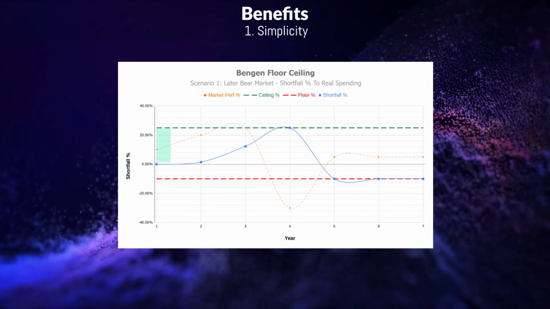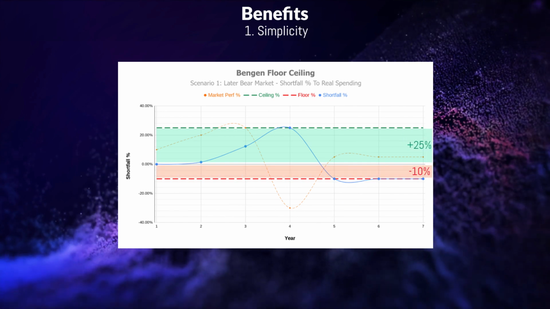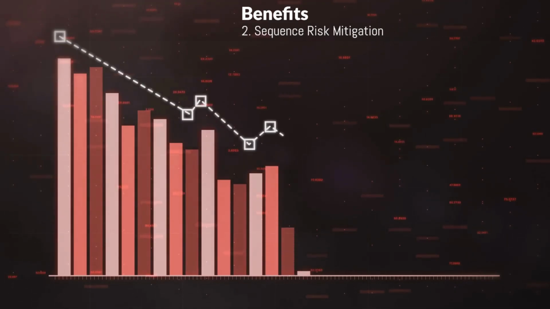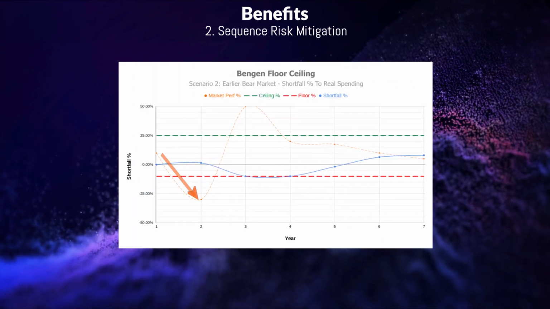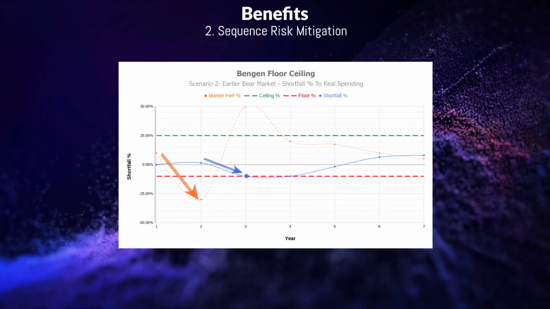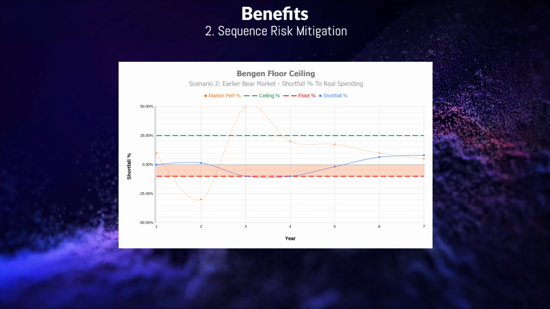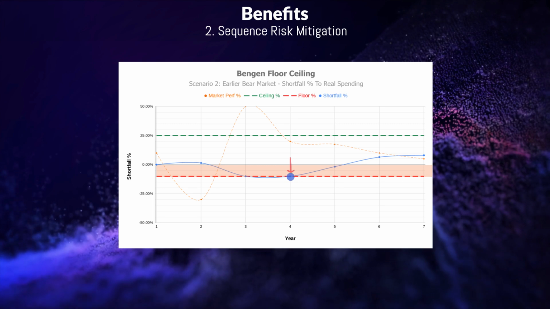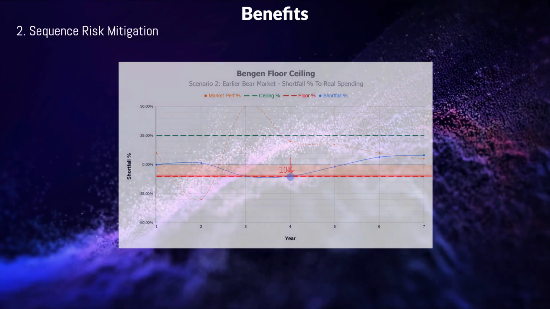Let's look at the pros. First, simplicity. Bengen's floor-ceiling strategy is easy to understand and implement, with clear, inflation-adjusted floor and ceiling limits based on real costs. Second, sequence risk mitigation. By reducing spending during market downturns, this strategy helps protect the portfolio from being depleted early due to poor market performance. If a downturn causes the fixed percentage withdrawal to fall below the floor, the strategy switches to a constant amount withdrawal at the floor level, preserving the portfolio during tough periods.